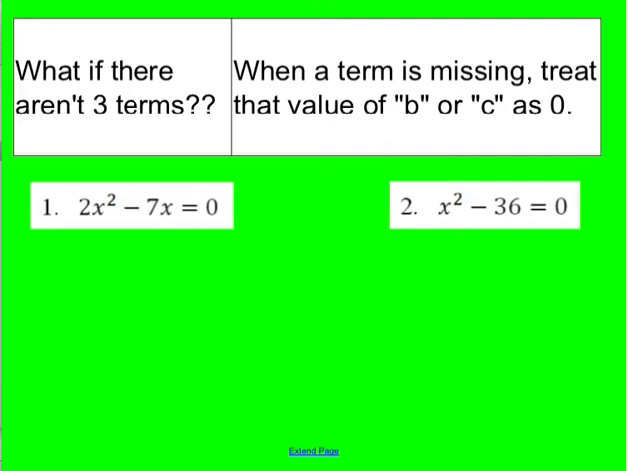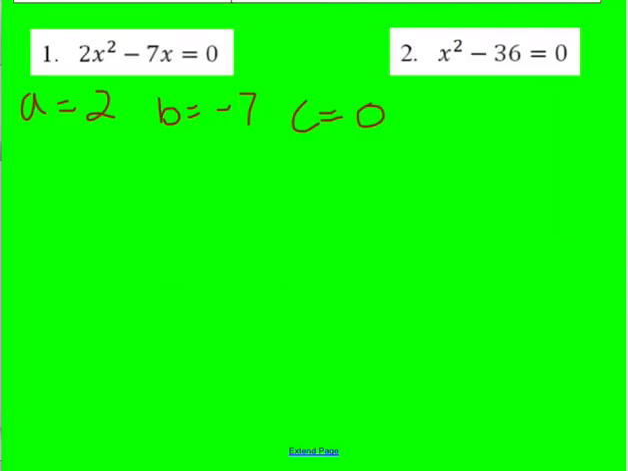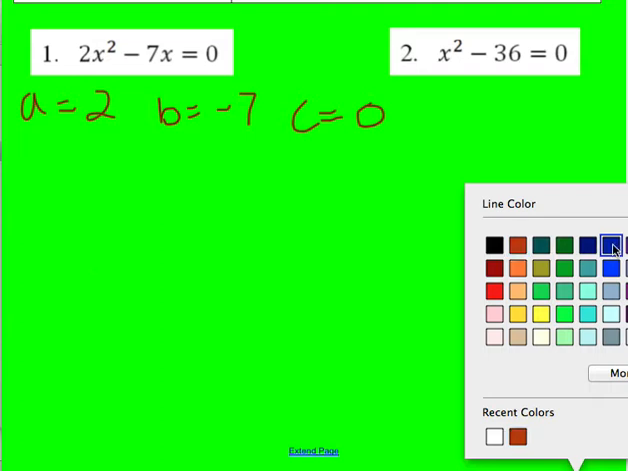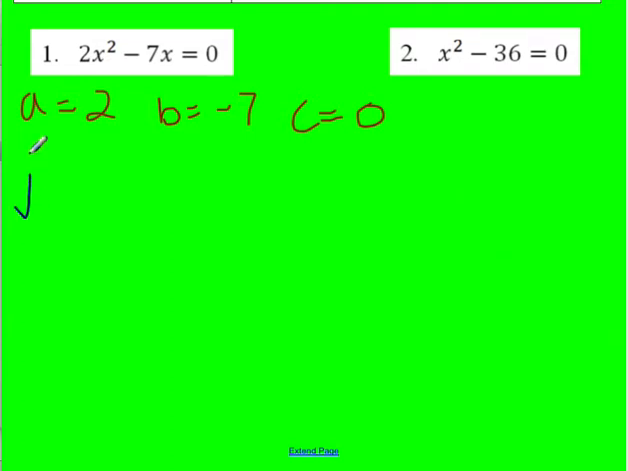For number 1, I notice that there's nothing that's just a number. So my A is 2, my B is -7, but my C is actually going to be 0. Okay, there is no C value. So that really doesn't change how we calculate it out. We're just going to use C as 0. So let's take a look at that.